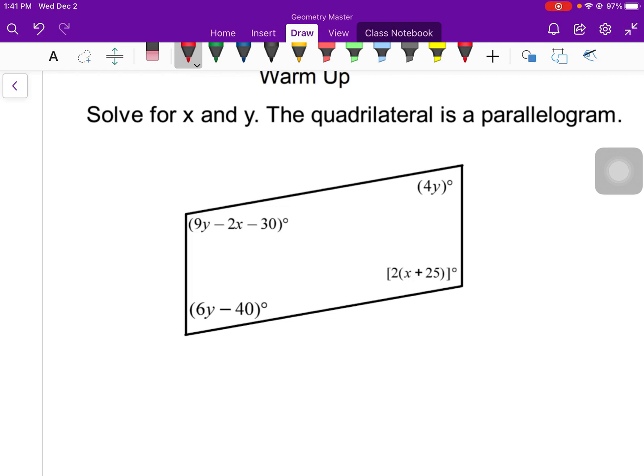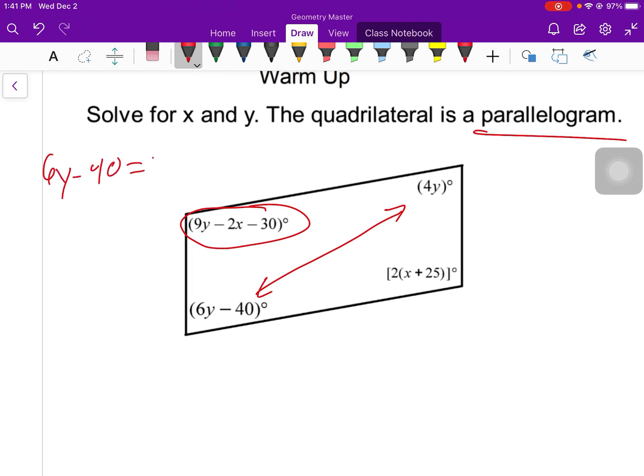So we need to solve for x and y. Three of these things have y. One of them has an x. One of them's got both x and y. So I'm going to try to avoid that one as much as I can to start with, meaning I can only solve with those two. Opposite angles in a parallelogram, which this thing is, are going to be congruent.